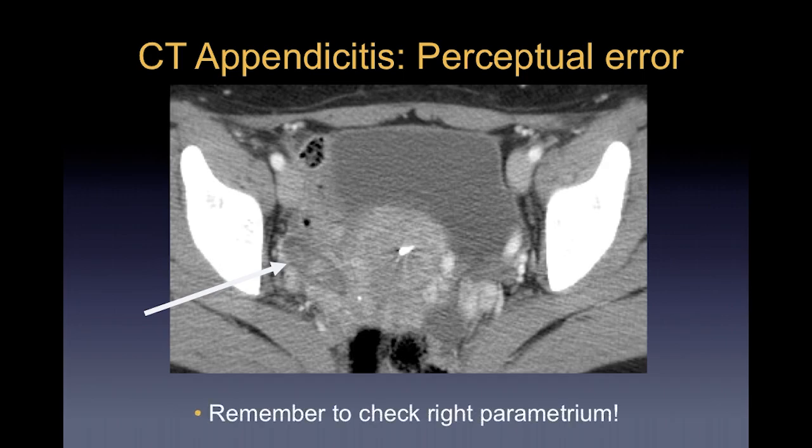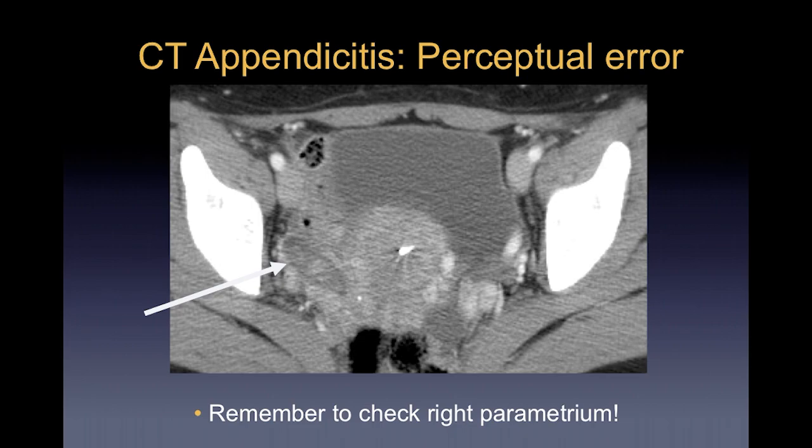And I find that this is an extremely common error that's made. In fact, when I've gone back at our institution and reviewed most of the cases of missed appendicitis over a period of time, virtually all cases were in a young woman and where the appendix was sitting in the right parametrium near ovaries and such.